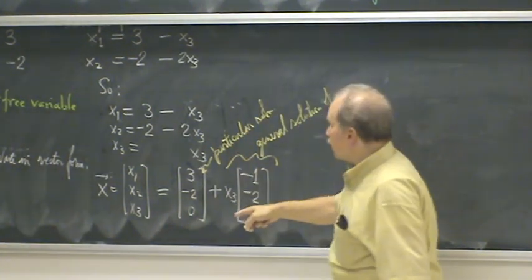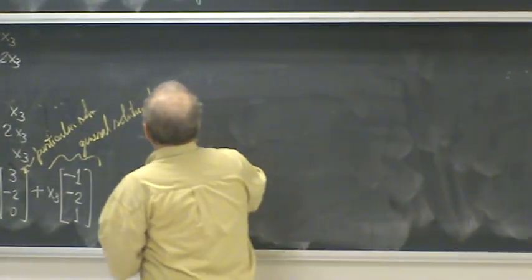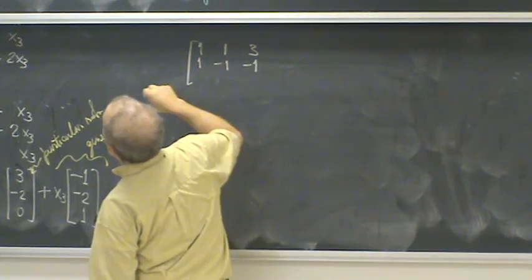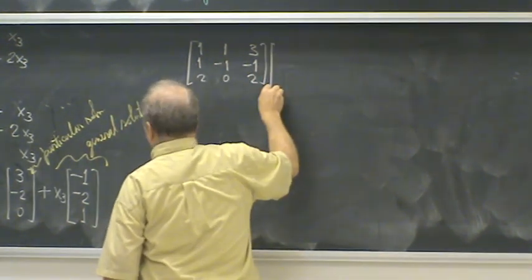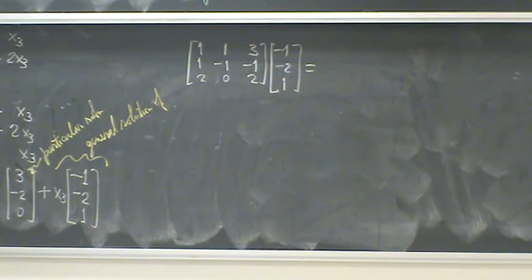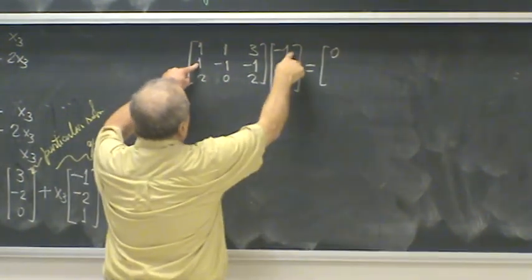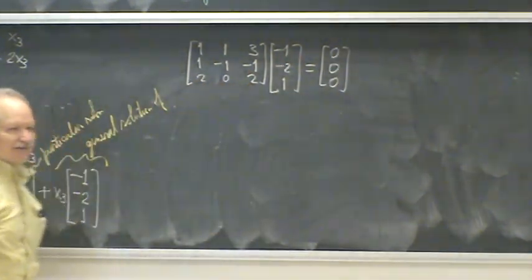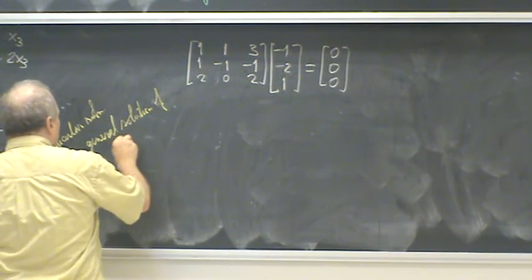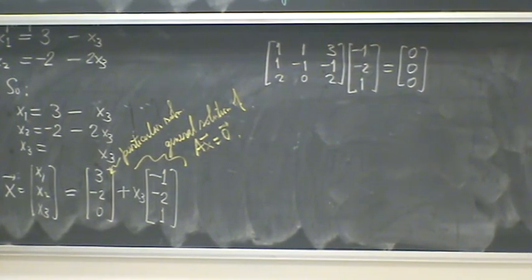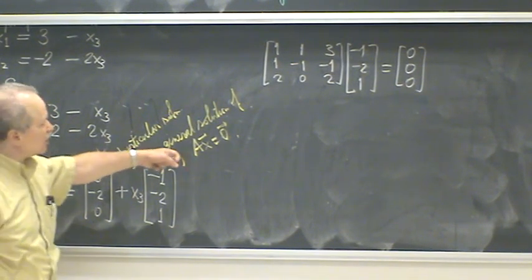What do you get if you multiply A, my original matrix, 1, 1, 3, 1, -1, -1, 2, 0, 2, by the vector -1, -2, 1? Should be the same. Shouldn't it be 0? -1 minus 3 plus 3 is 0. -1 plus 2 minus 1 is 0. -2 plus 2 is 0. Well, that shouldn't surprise you, because throwing away the constants would have corresponded to just putting zeros for the constants and solving the same equation. So you've got a solution of the homogeneous equation.